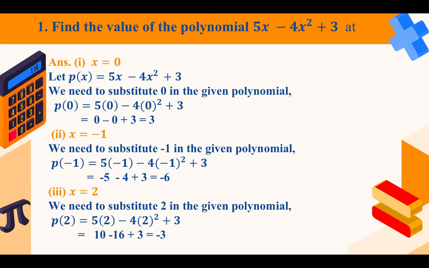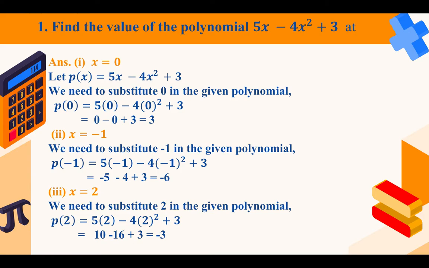Find the value of the polynomial 5x minus 4x square plus 3. There are three parts for this question, at different values of x: at x is equal to 0, at x is equal to minus 1 and at x is equal to 2. So you can see over here the polynomial given.